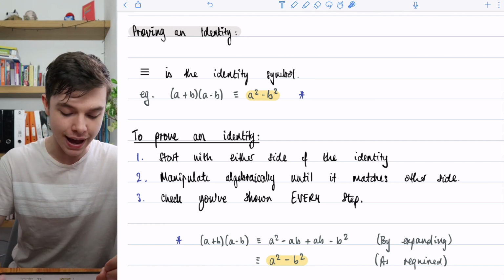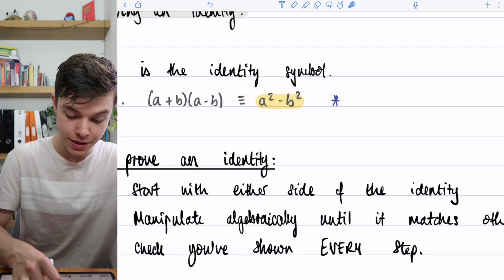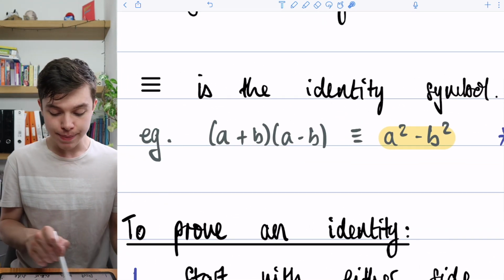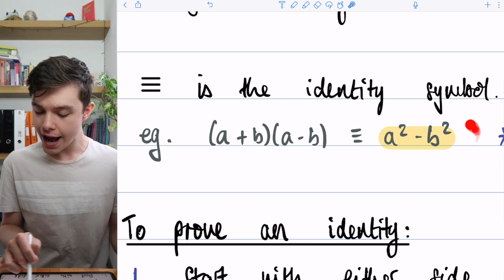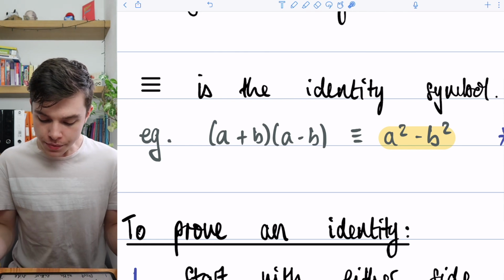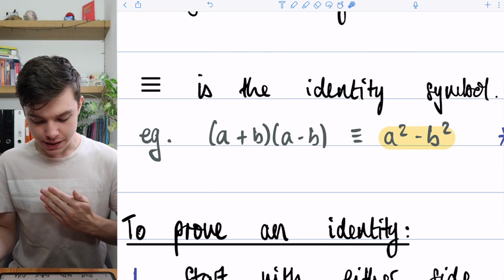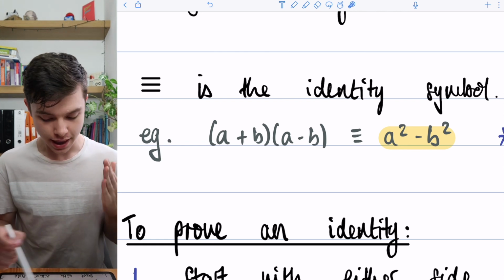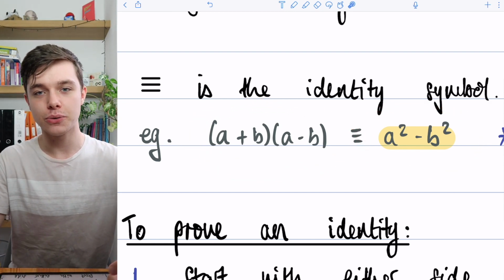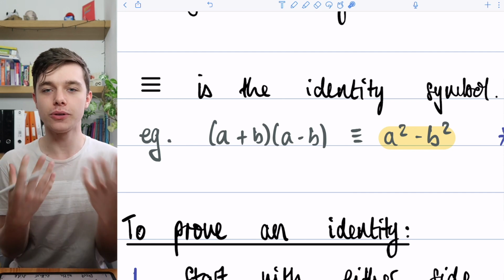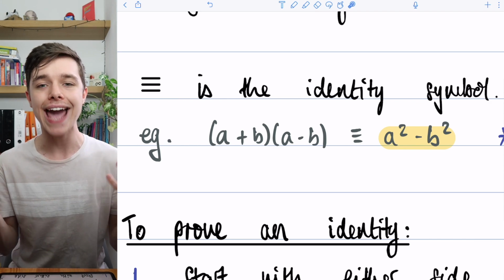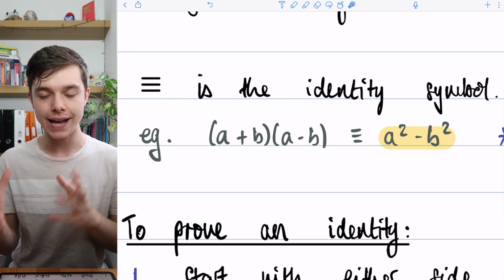Okay, now what I mean by that is this example here. Let's just zoom in and have a look, okay? I know that when I expand the difference of two squares, I always get this, okay? So what that means is it's always the case. I'm going to expand these brackets to give me a squared equals b squared. So yes, they're equal to each other, but they're actually equal to each other in every single case, or every value of a and b.